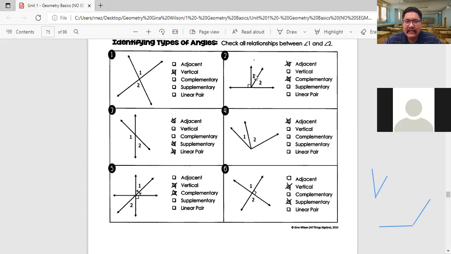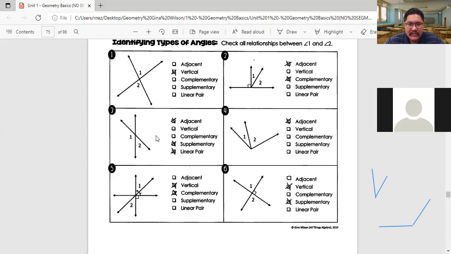They are adjacent, angle 1 and 2 are adjacent, and they form a 90-degree angle. Now, if there's a 90-degree angle on this side, that means these two are also going to be 90 degrees. And we don't know what it could be. One could be 50 degrees, the other could be 40 degrees. Maybe, I'm just guessing. But they end up adding up to 90 degrees, so that's why they're complementary and adjacent.